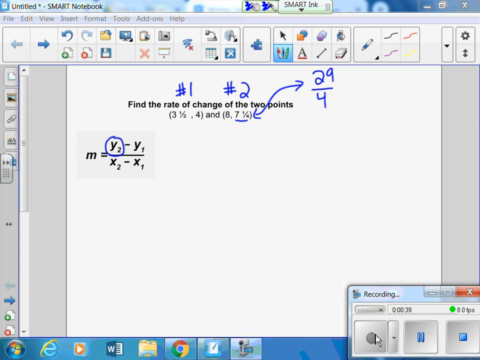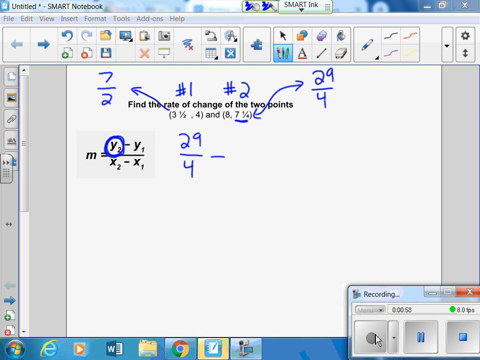And then let's do the same thing with 3.5 while we're at it. Take 2 times 3, which is 6. 6 plus 1 is 7. This is going to be 7 over 2. Okay, so now whenever I find the y coordinate in the second ordered pair, instead of using 7 and 1/4, I'm going to use 29 over 4.